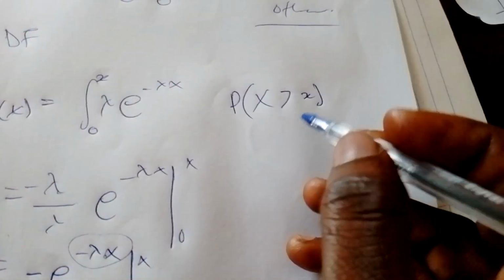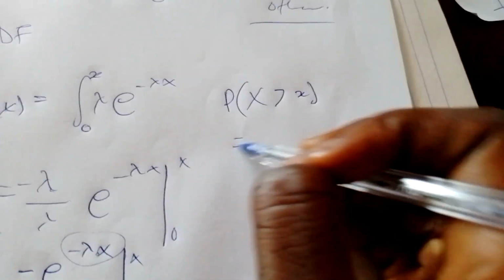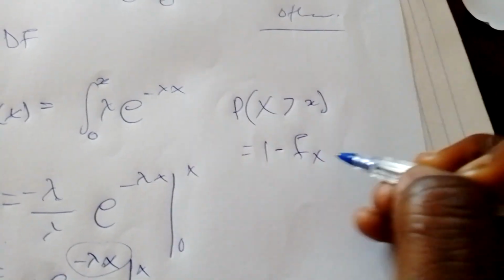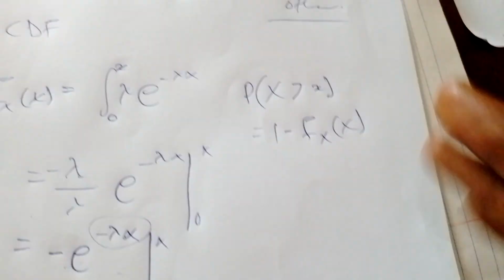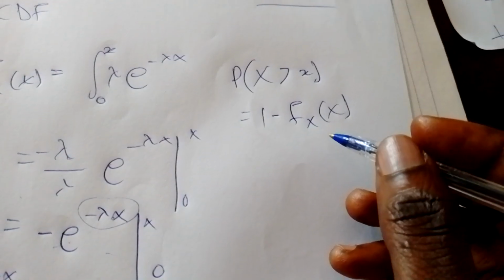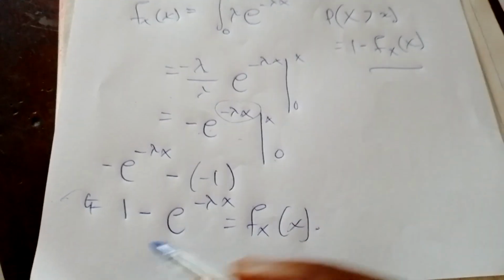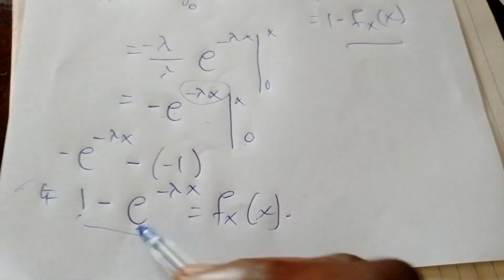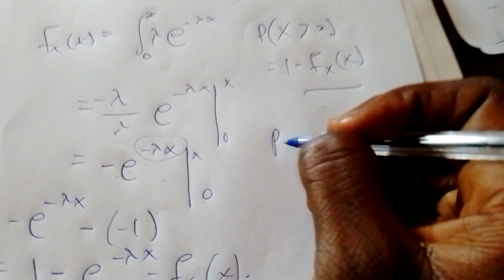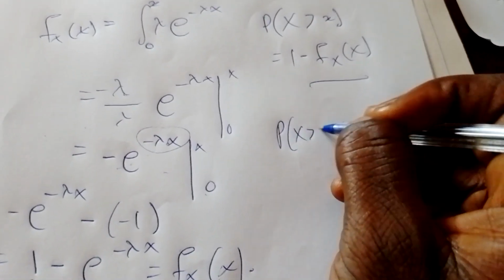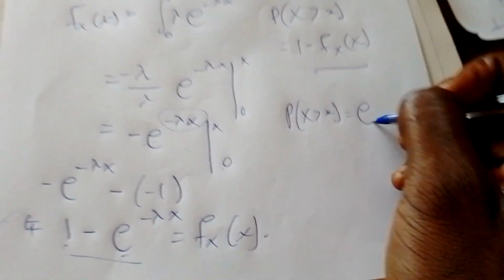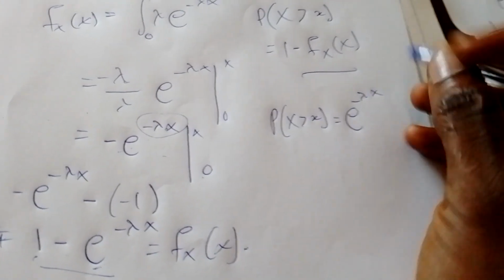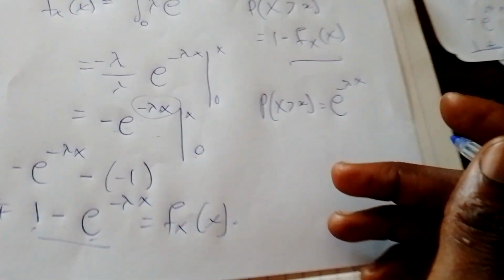Now if you want to find the probability for X greater than x, for some range, then you say that it'll be 1 minus your cumulative distribution function. When you take 1 minus this, the 1 will just go away and the negative turns positive. So it's the same thing as e power negative lambda x. Okay, so basically we are done with this one.